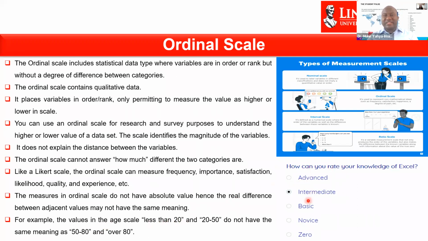Then you can also have an example of ordinal scale, something like how can you rate your knowledge in Excel? You can have advanced, intermediate, basic, novice, zero. So you either have zero, or you are a novice, or basic, or intermediate, or advanced. There's nothing like I'm advanced, but I'm more than basic, but I've not gotten to intermediate. In the real sense of it, you may actually be higher than basic, but it doesn't check for the interval. You are either advanced, intermediate, basic, novice, or zero.